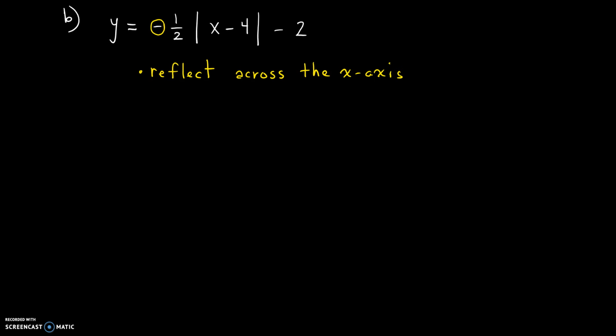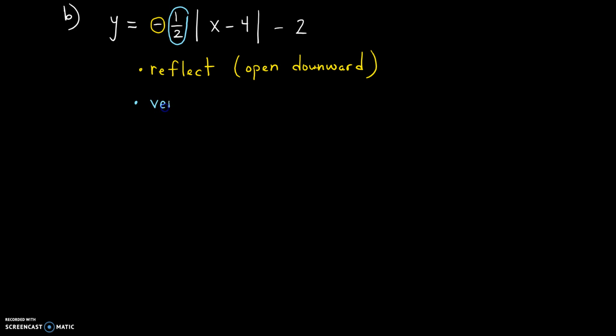Or maybe I shouldn't say reflect across the x-axis, depending on how you graph this thing. I'm just going to put that we reflect, or it's going to open downward. Let's move on to the next number, this 1/2 here. Because remember, the number is between 0 and 1, this tells us that we are going to have a vertical shrink. So we're going to shrink this graph vertically. Another word for shrink would be compress.